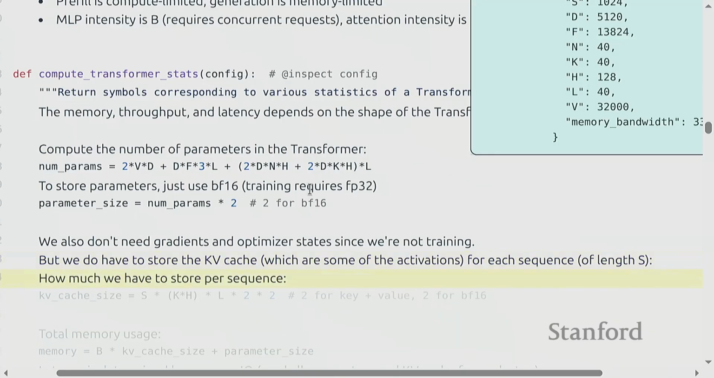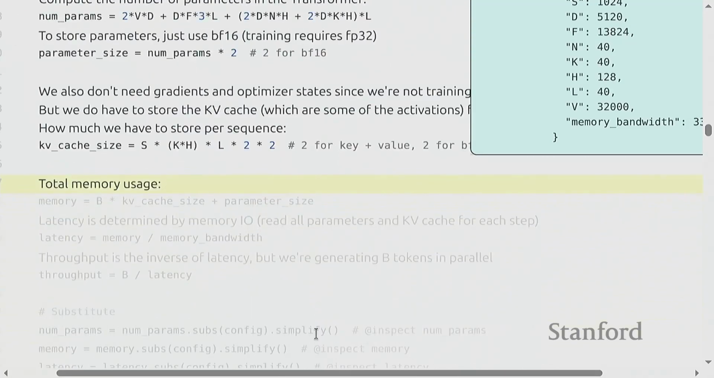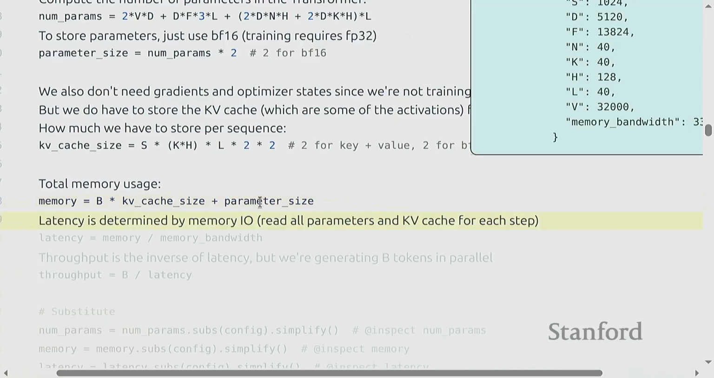And how much do we have to store per sequence? It's basically the sequence length times the number of key value heads times the dimension of that head times the number of layers times 2 for both the key and the value, and 2 for BF16. Okay, so that's how much the cache size takes. And so the total memory is the batch size times the cache per sequence plus the parameter size.